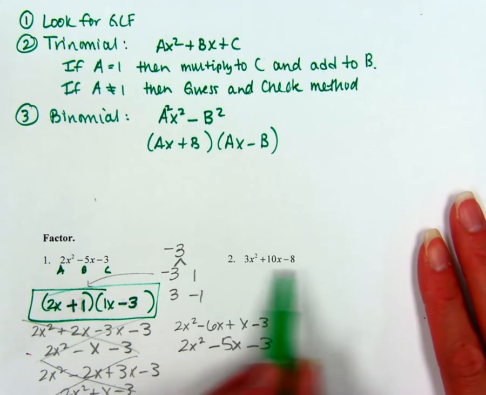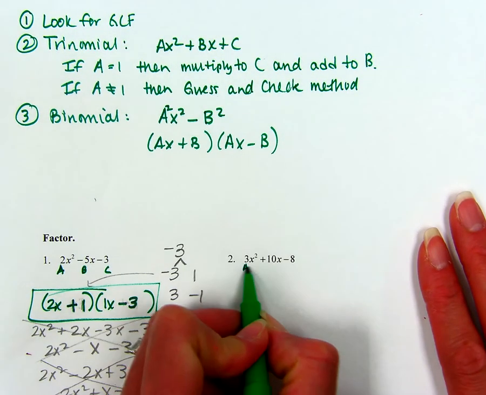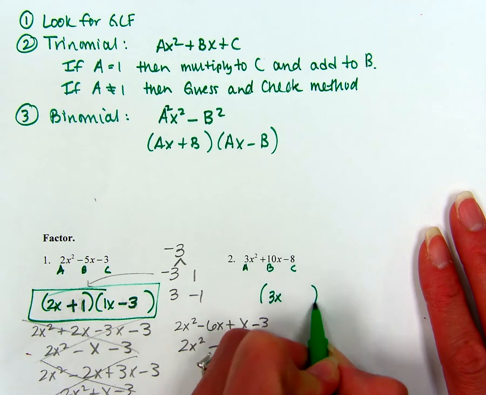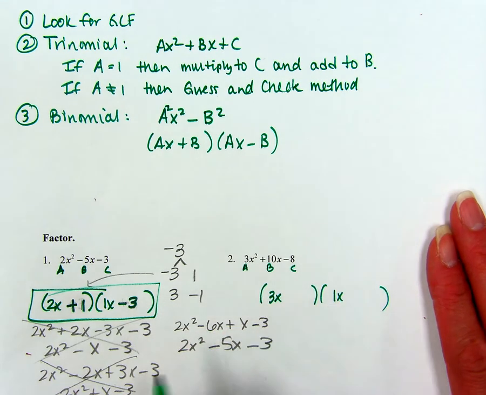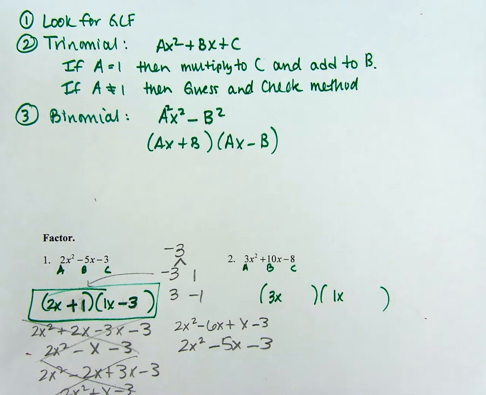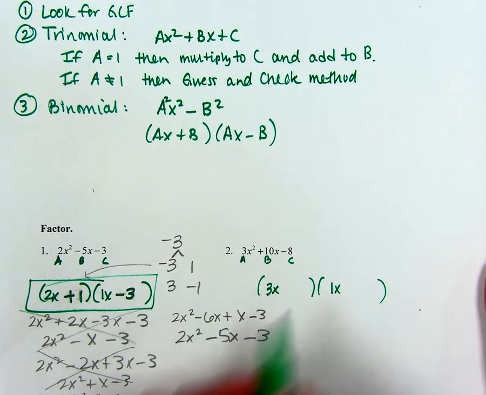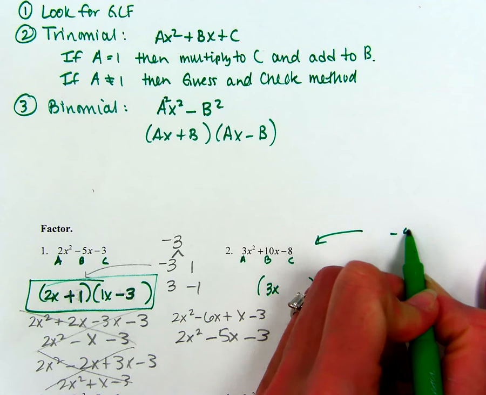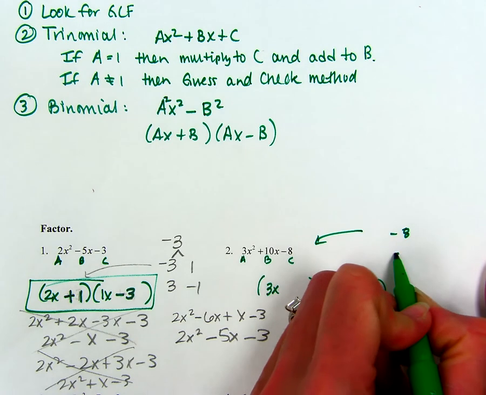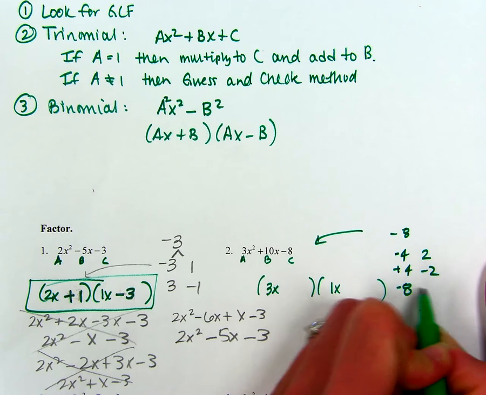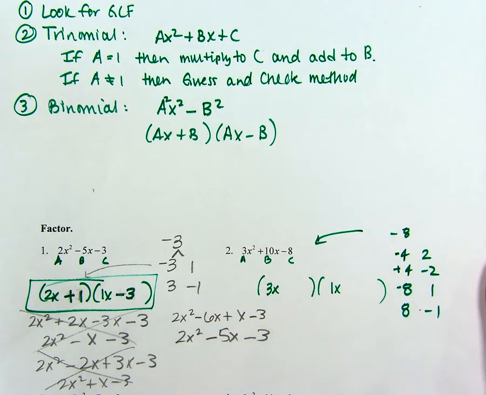There's nothing that they can divide into. So I know that if we look at my A term, it has to be 3x and 1x, right? It could be negative 3 and negative 1, but we said don't think of negatives in front. All right, so now I've got different numbers that I can multiply to negative 8. We have negative 4, positive 2, positive 4, negative 2, negative 8 and 1, or 8 and negative 1.